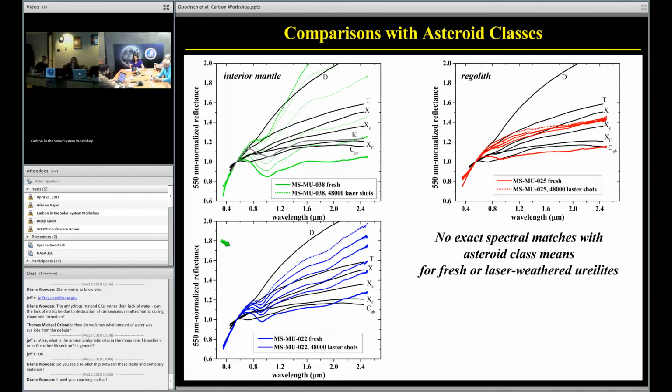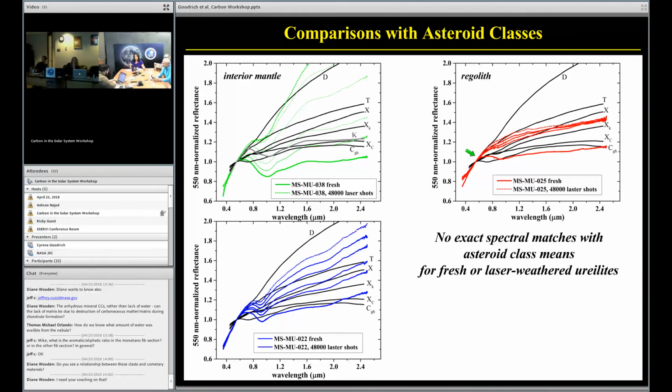For example, for both 22 and 38, you can see that the most laser irradiated, the most weathered samples are very red. They're red or redder than D-class asteroids, but they do still retain absorption features from their main silicates, which certainly don't show up in the D asteroids. And in fact, this is a spectral shape which is not showing up in any of the asteroid classes.